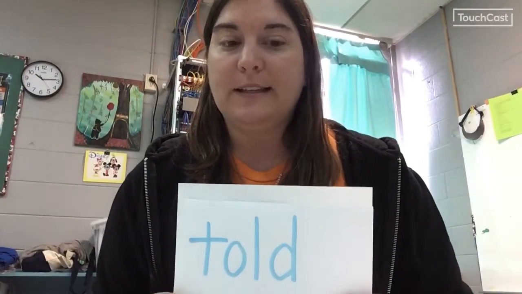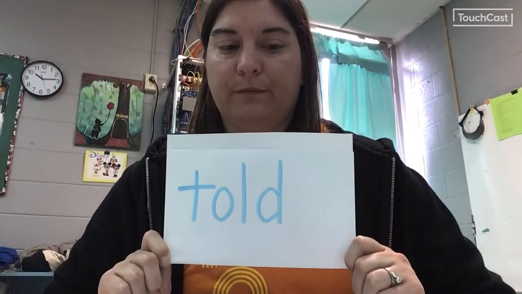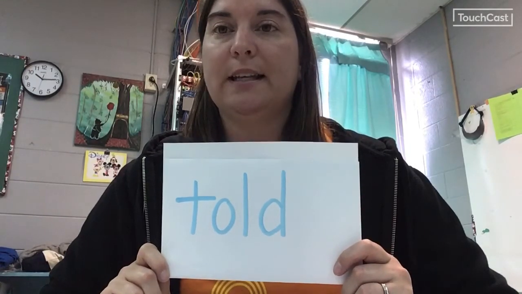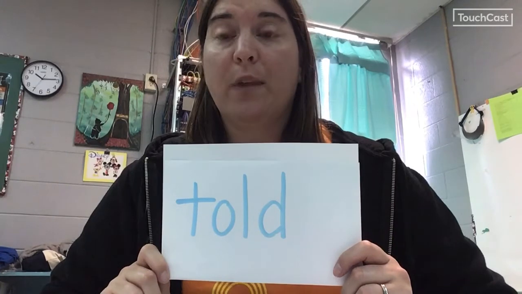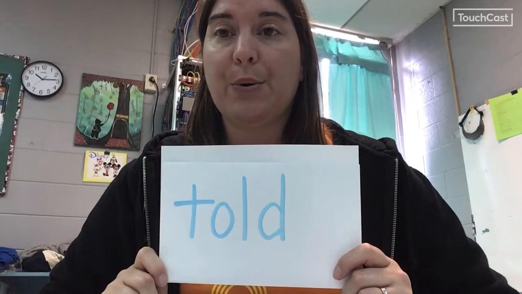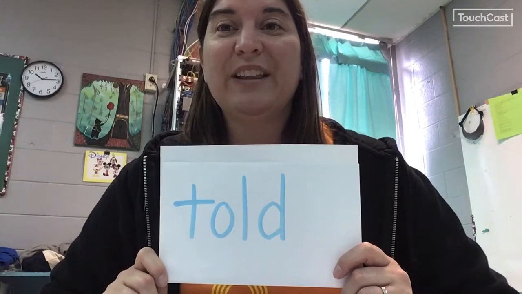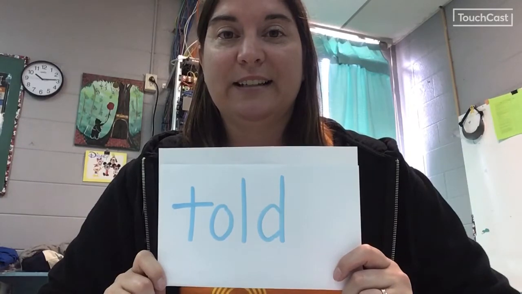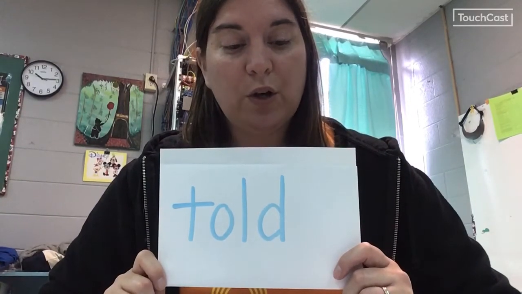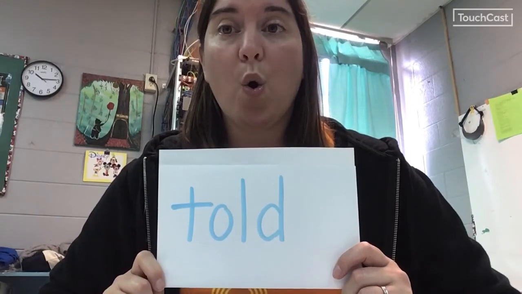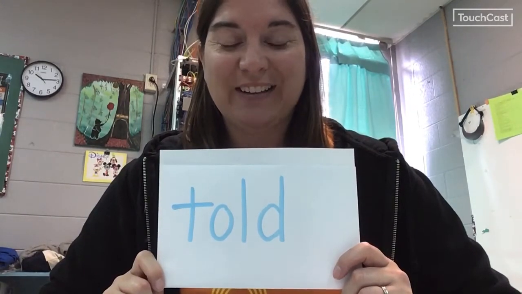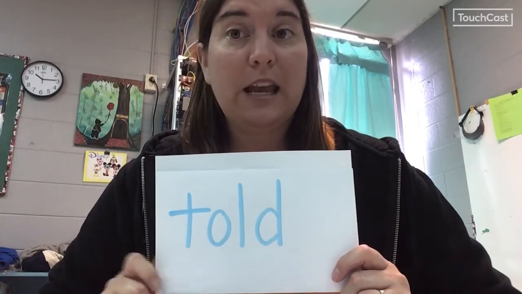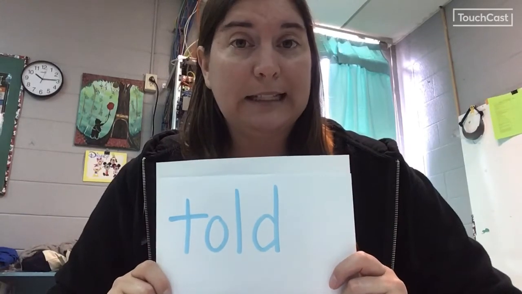Step 5 for our lesson today. What is this word? Told. That's right. In the word told, what letter says T? T. In the word told, what letter says O? O. What letter says L? L. What letter says D? D. In the word told, what letters say old? That's right, O-L-D. In the word told, what does the letter T say? T.